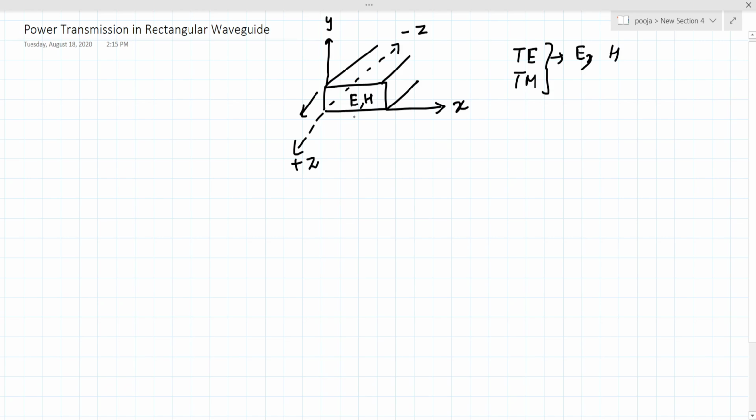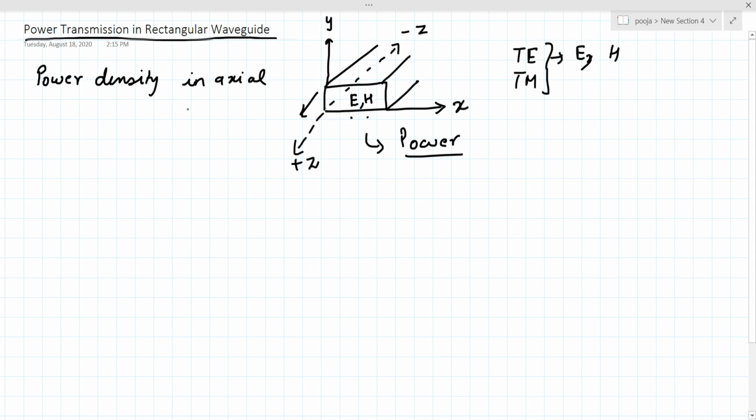So since this electric field and magnetic field are propagating in the waveguide, we can assume that there is power associated due to propagation of electric and magnetic field components along the waveguide. There is power associated with them. So in order to measure the power transmission in rectangular waveguide, mathematically we need to first measure the power density in axial direction, because we are considering the wave is propagating in this axial direction. Power density in axial direction must be measured first.